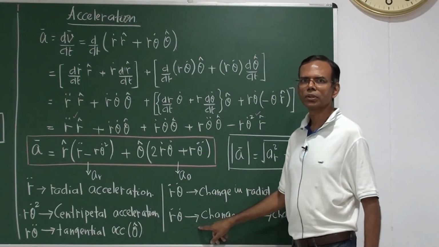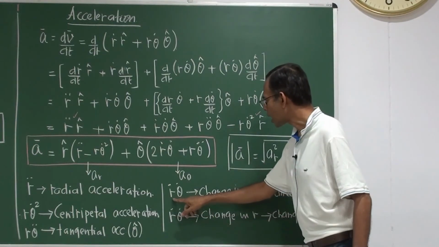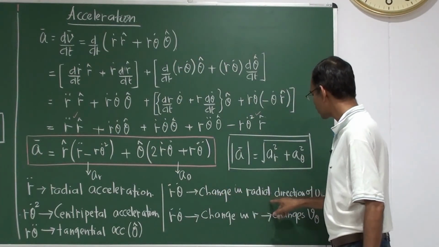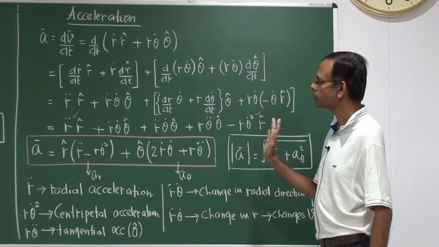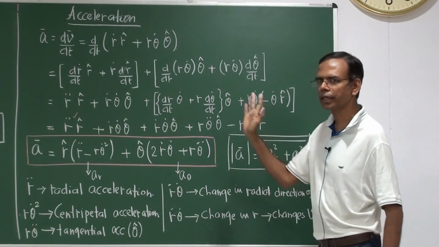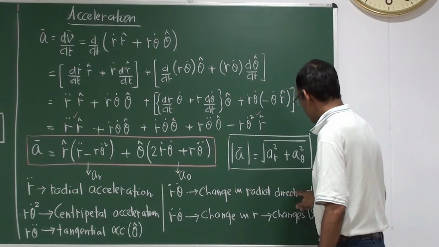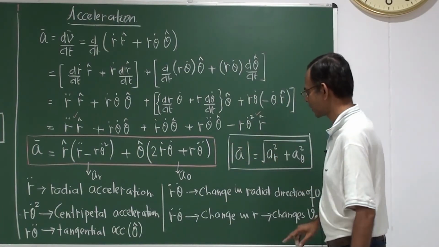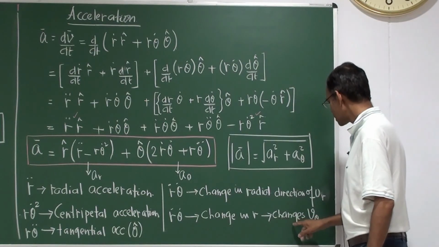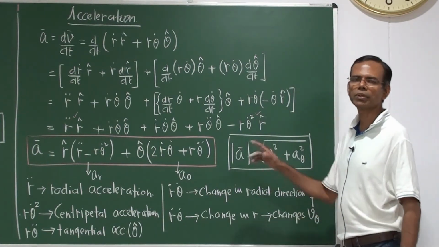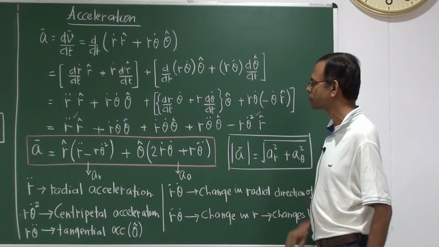These two terms are basically unknown to us before. R dot theta dot, that is the change in the radial direction of V r. Alright? That is, the velocity in the radial direction is changing because of the change in the direction, we are getting that. And r dot theta dot is the change in r which changes v theta, and because of that we are getting this acceleration. So these are the 5 terms.